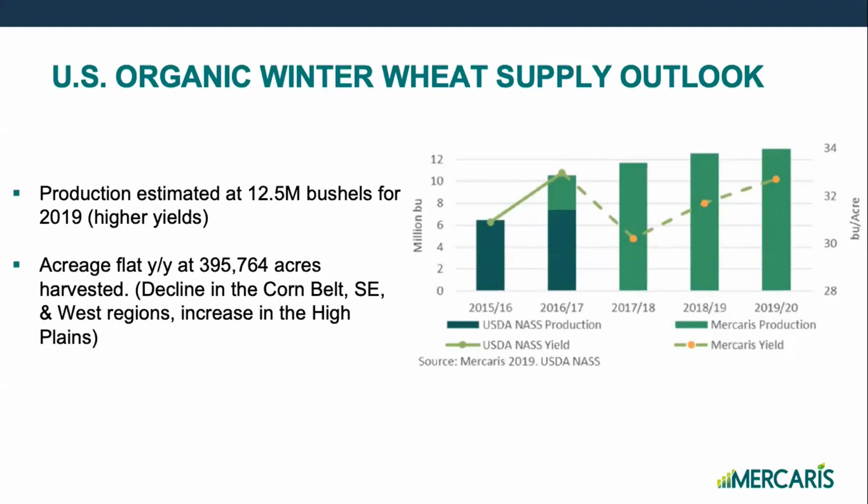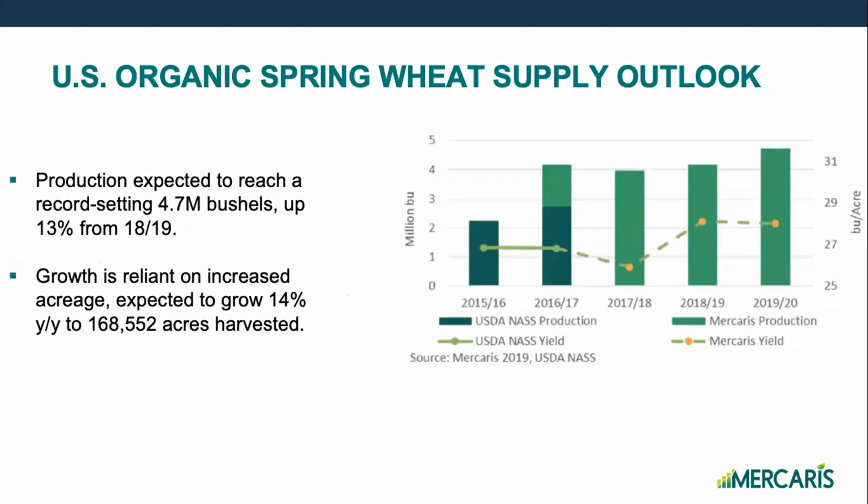Primarily in the past year, that expansion of 4% was due mostly to the number of organic operations harvesting wheat in Montana specifically. Harvested wheat acres across the Corn Belt are expected to decline this year, however, as wheat production in the region has suffered many of the same setbacks as corn and soybeans. Looking at spring wheat here, production is expected to reach a record-setting 4.7 million bushels, up 13% from the prior year. These are excellent growth statistics, absolutely. It's relying on increased acreage, and we're expecting to see about a 14% growth from the prior year.